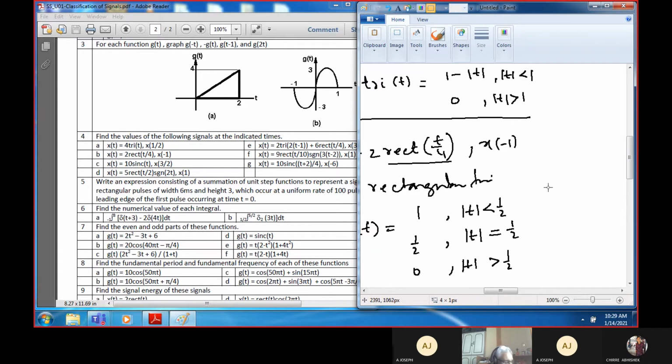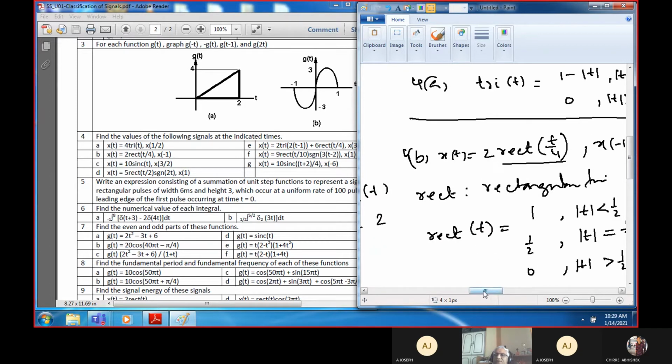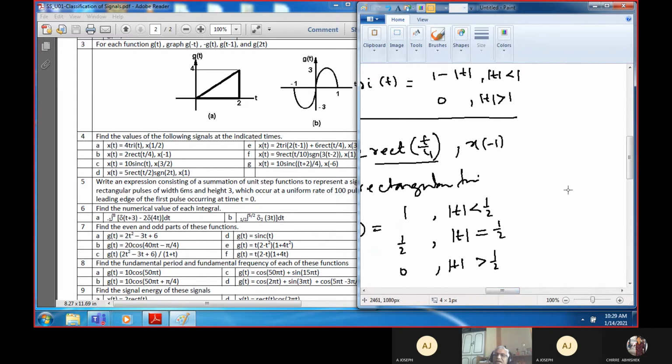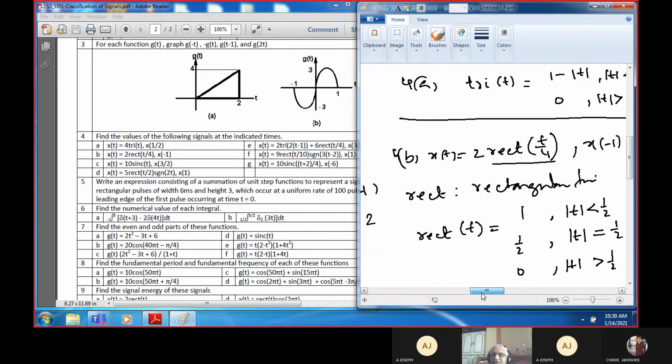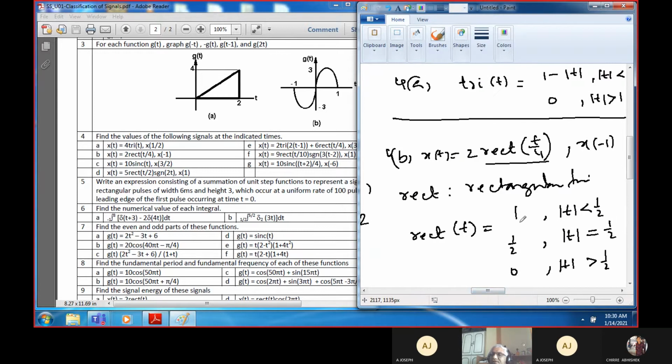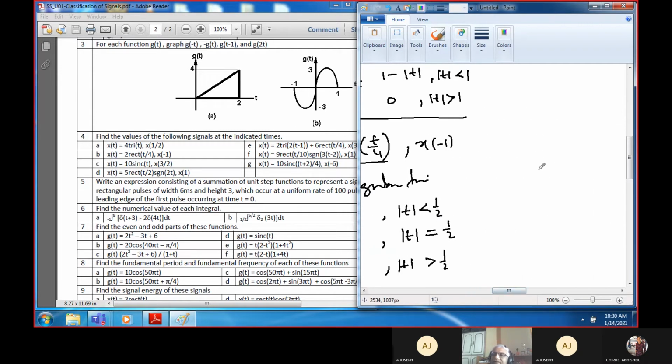So now you can see here, you can plot this rectangular function. Once you plot the rectangular function properly, then you will be able to substitute the value here and get the correct answer. So you have to first plot it. How do you plot this one? Rect t is equal to 1 for mod t, any value of t, plus or minus of half.